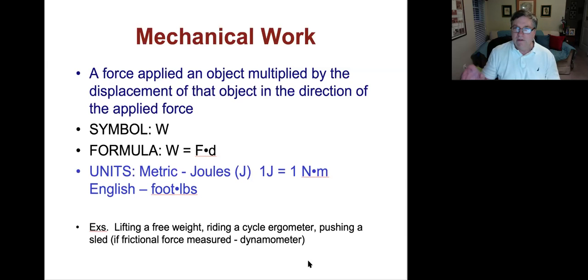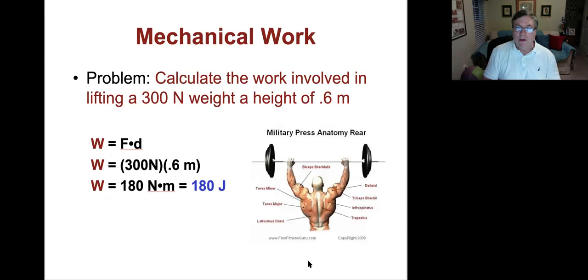So, as I said, lifting a free weight, riding a cycle ergometer, pushing a sled, etc., those are all good ways to measure work. So here's someone doing a military press, and we're thinking about some of the muscles that would be involved in the work. I stole this from a biomechanics text. Having said that, this would be more important with a lat pull down. So I think I'll have to replace that this evening.